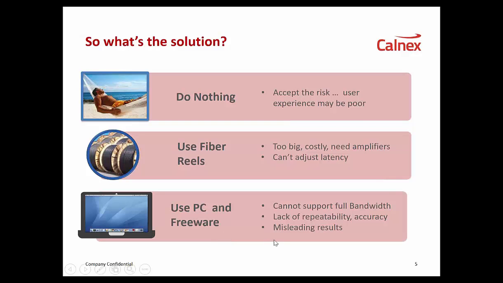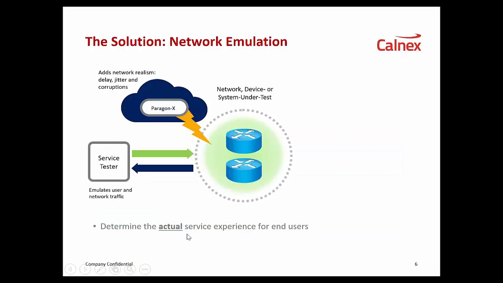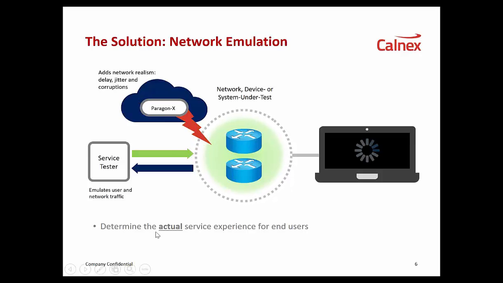However, these tests should be run at full bandwidth. That's when you see the most acute problems. They should also be run repeatably and accurately, because otherwise you can't make conclusions from the tests and you may have misleading results. So the solution is simply to add a precise network emulation device into the test bed. With a service tester, for example, user traffic or protocols are emulated, the network or the system under test is evaluated, and controlled delay, jitter, and packet corruptions are added to really determine the actual service experience, the real user experience for the end users.